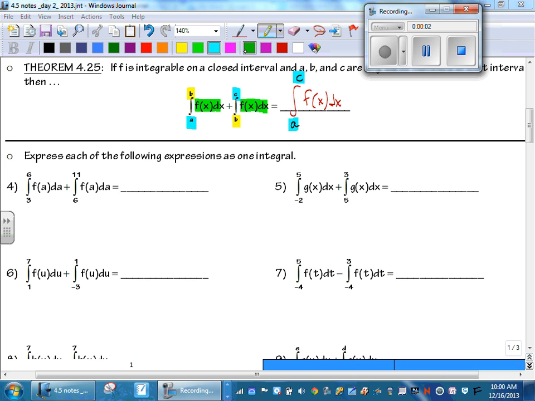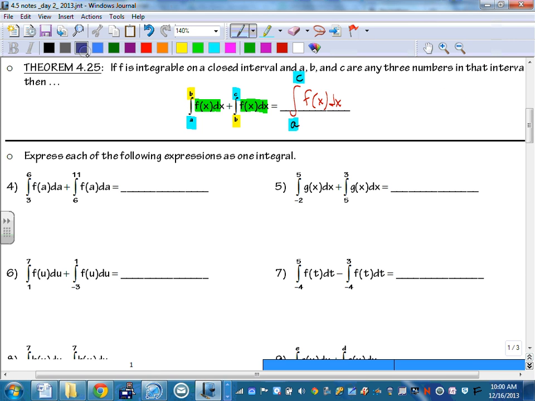Alright, so let's use that theorem to take a look at a couple of these examples. We're trying to express each one of these expressions as one integral. The first one's pretty simple. We're going from 3 to 6 of f of a dA plus the definite integral from 6 to 11 of f of a dA. So these are the same, which is the first requirement. Second requirement is this one has to end where this one begins. If that works, then we can combine this into one definite integral from 3 to 11.